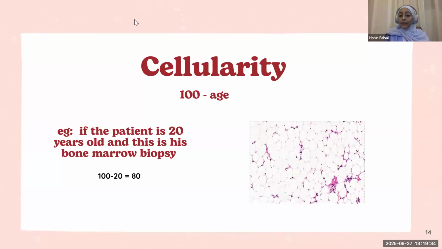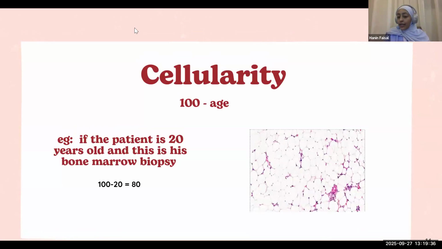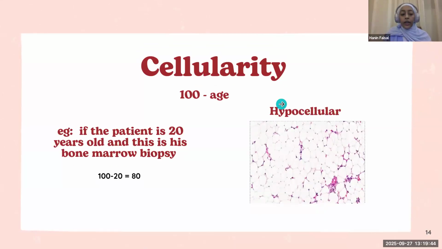Meaning that this patient, does he have hypocellularity or hypercellularity? Hypocellular, exactly, as you guys said. This is hypocellular, because we said 100 and he's 20 years old. So 100 minus 20 is 80. With 80, you're supposed to see more stem cells rather than those white spaces, which are basically the fat cells. So basically, this is hypocellular.